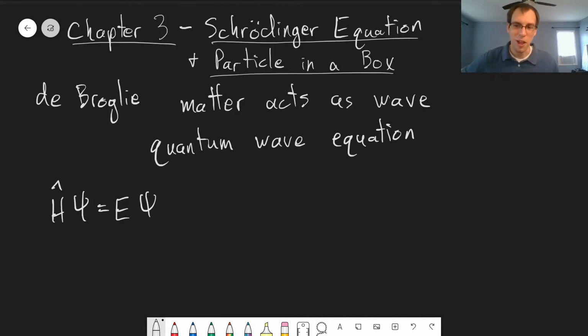Now, there's a lot built into that. There's a lot of assumptions involved here. And not assumptions, but definitions, I should say. So first we'll talk about this H over here. So this is what's known as the Hamiltonian operator.